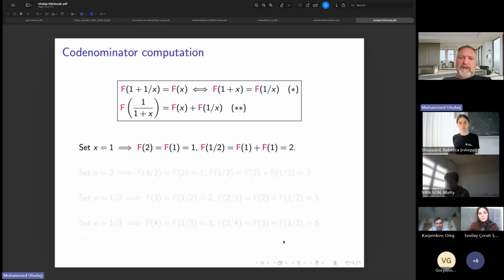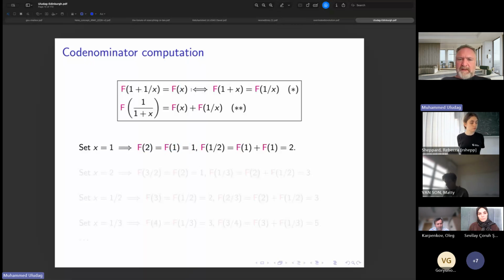So let's compute some values. This is my system of functional equations that I've shown for your convenience. If we set x equals 1 in the first equation, what do we get? Here we get 2. And here x equals 1, but f of 1 was already 1. So we get that f of 2 equals 1.